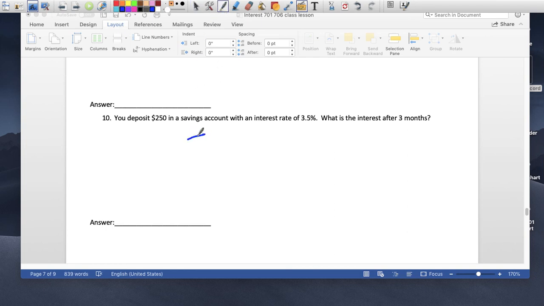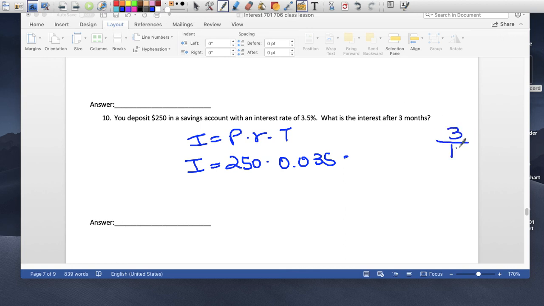Number 10 says you deposit, so again I equals PRT. You deposit $250. The interest rate is 0.035 or 3.5%, and you leave the money in the bank for 3 months. And what do we remember? We can't write 3 months because the time is in years. So 3 months is 3 out of 12, or 1/4. So 3 months is the same thing as 1/4 of a year. So I'm going to write 1/4. Those of you who want to use a decimal and write 0.25, that's fine too. 250 times 0.035 times 1/4, or 0.25.